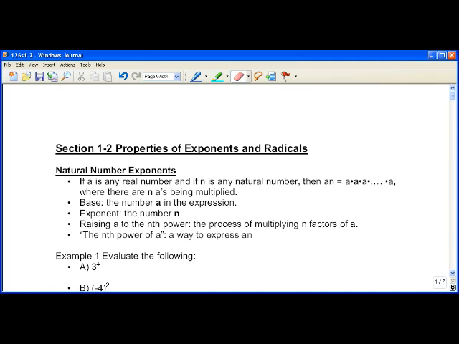So, natural number exponents. If a is a real number, and if n is any natural number, then a to the power of n equals a times a times a times dot dot dot times a, where there are n a's being multiplied. The base is the number a in the expression, and the exponent is the number n. So raising a to the nth power is a process of multiplying n factors of a. And the nth power of a is a way to express a to the n power. I don't know why my exponents went away there.